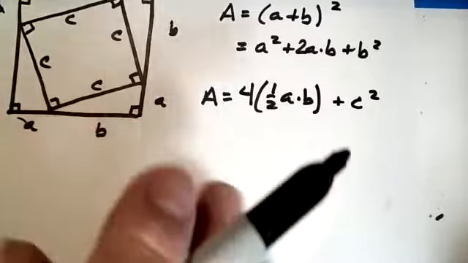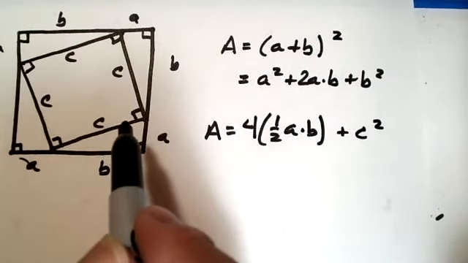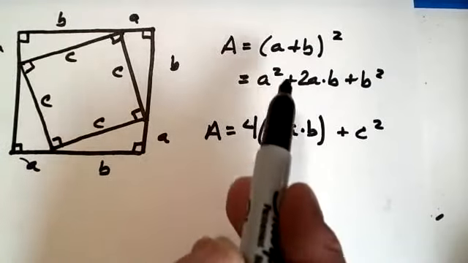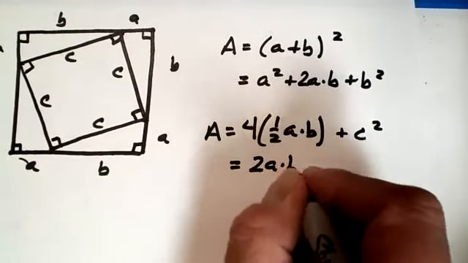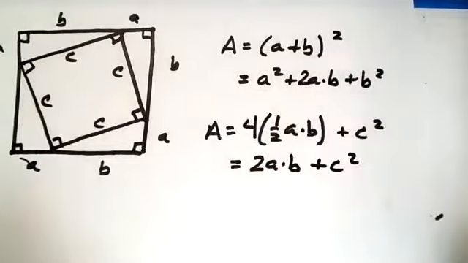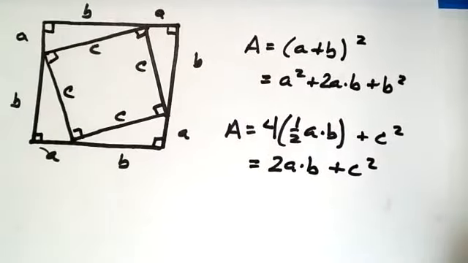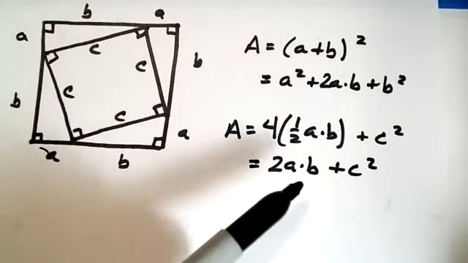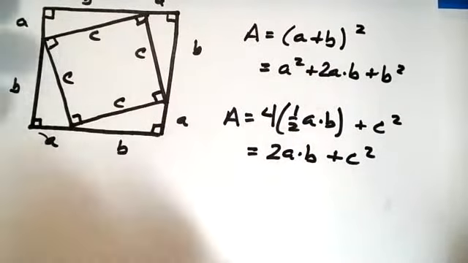Now, since these two formulas represent the exact same area, they are equal to each other. I'll go ahead and simplify this one: I've got 2A times B plus C squared. This is a common trick that we use in a lot of these algebraic geometry things: we say, here's a formula for it this way, and here's a formula for it this other way, and look at this neat result by setting them equal to each other.